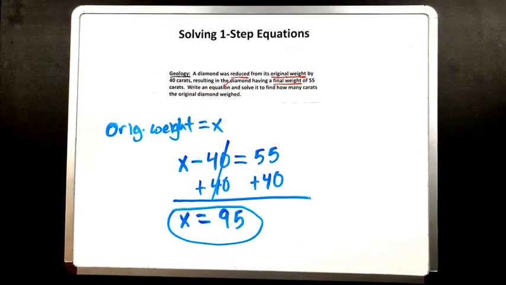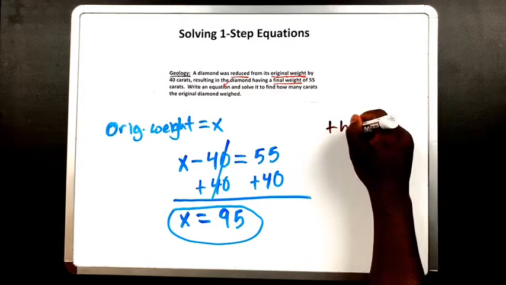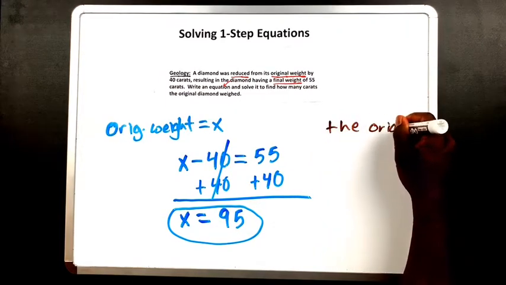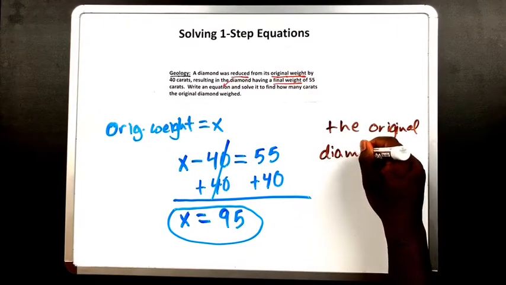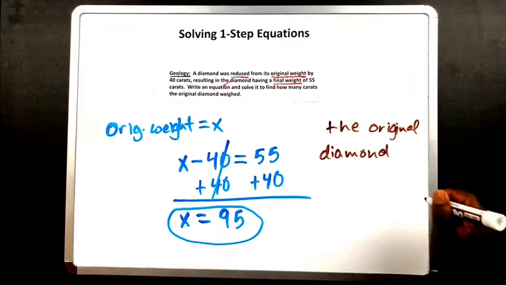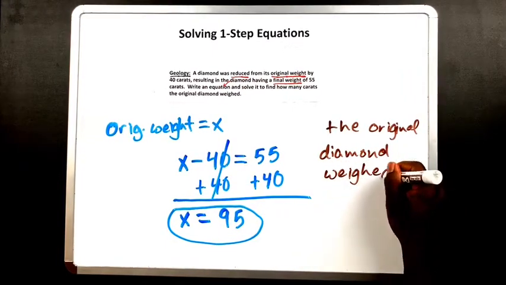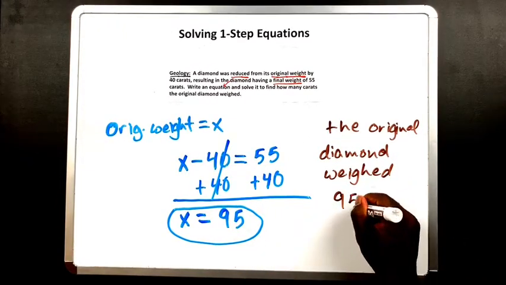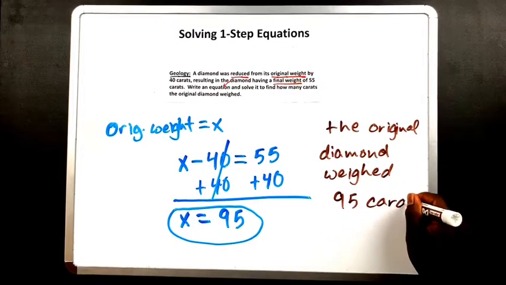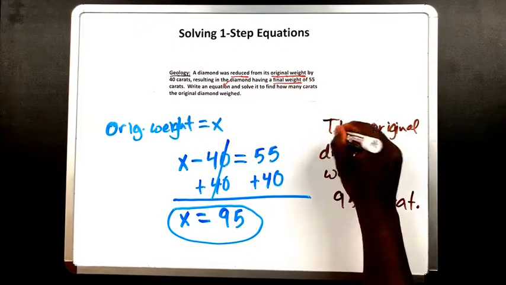So we can just say, I'll do this with a different color, the original diamond weighed. How many carats did the original diamond weigh? It weighed 95 carats. And let's just make that, there we go.